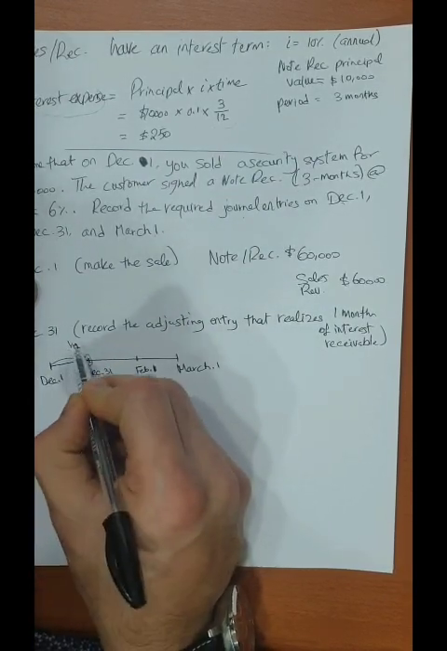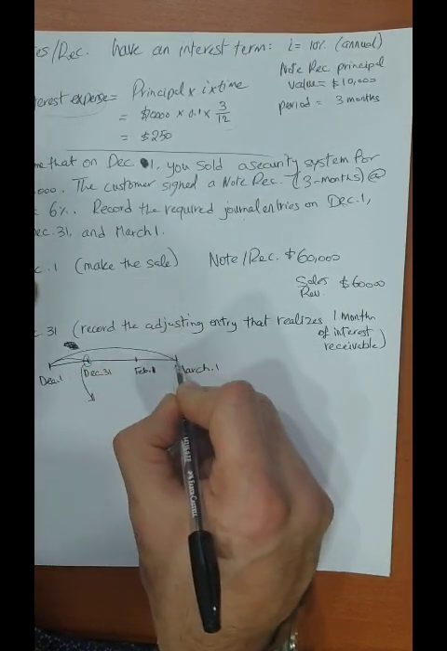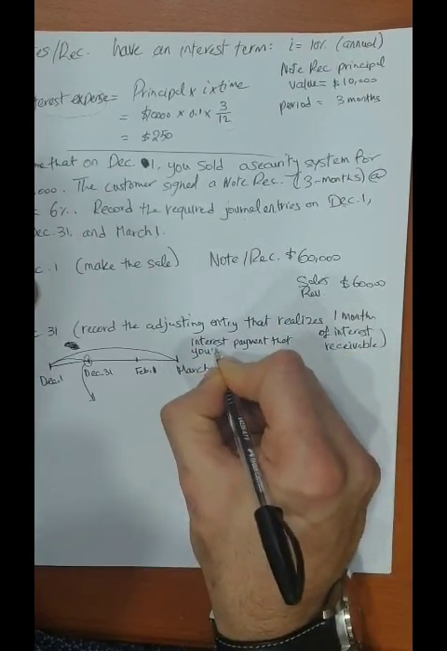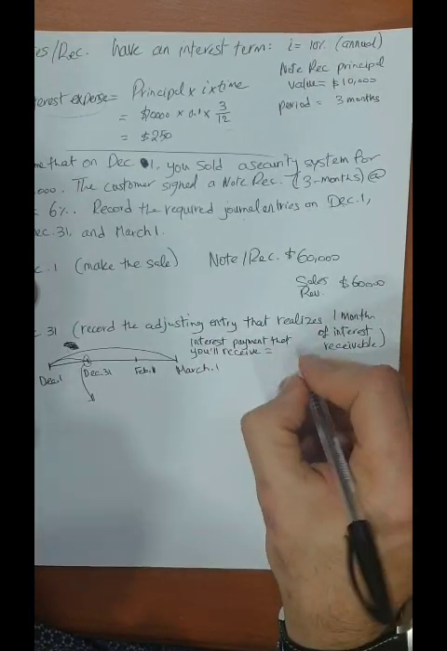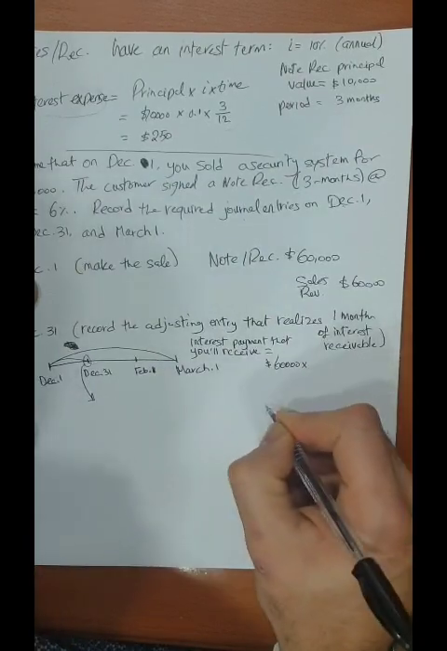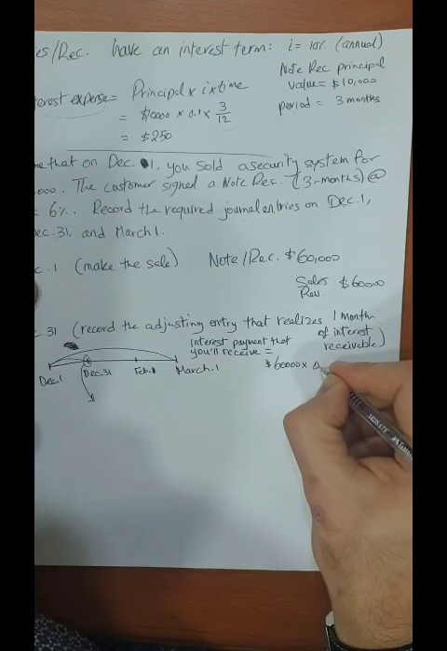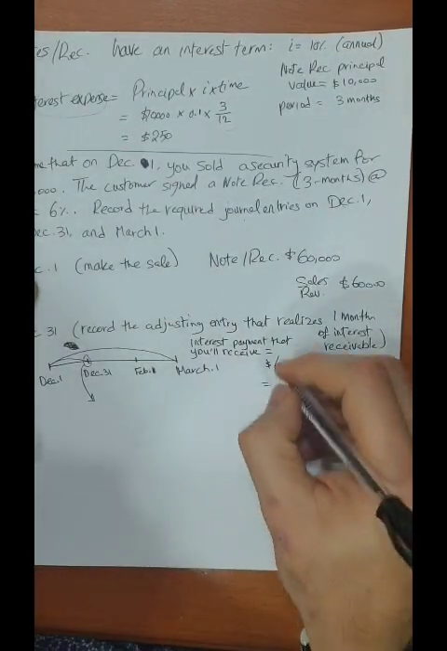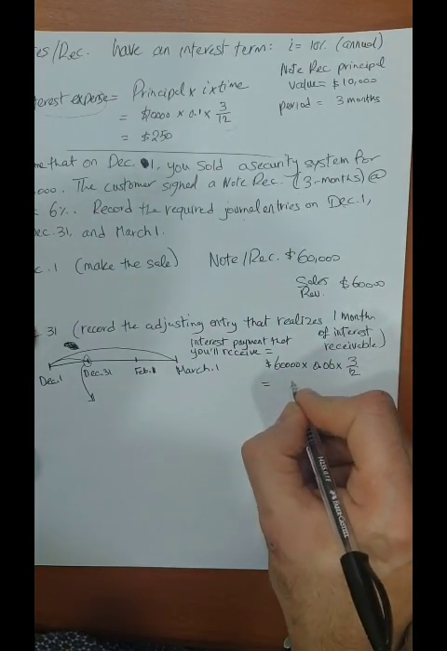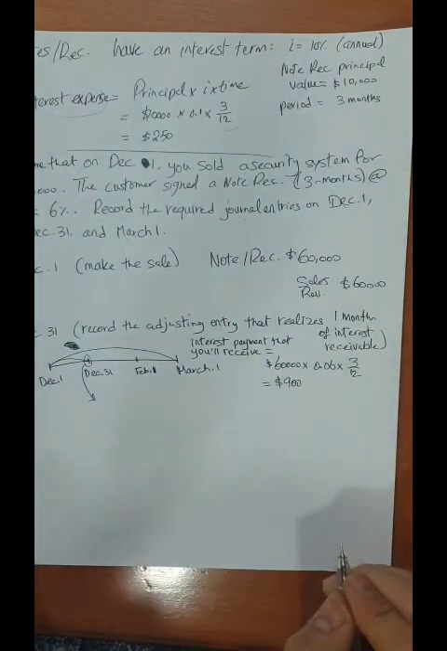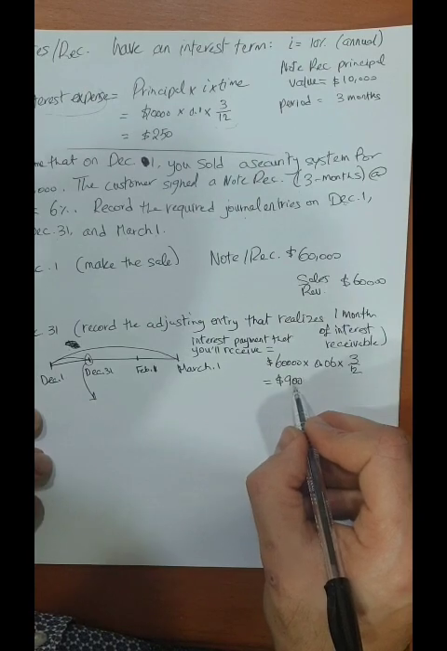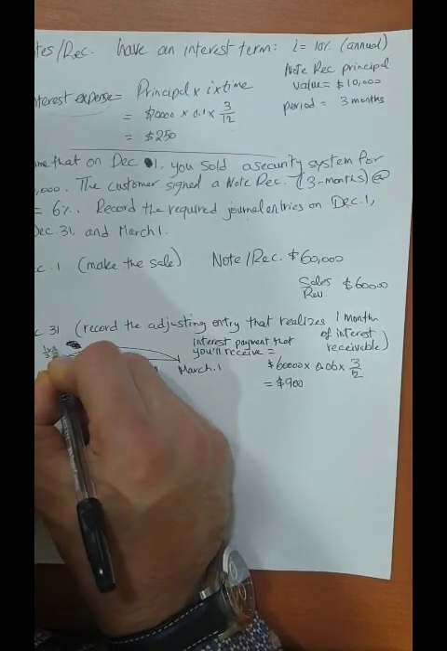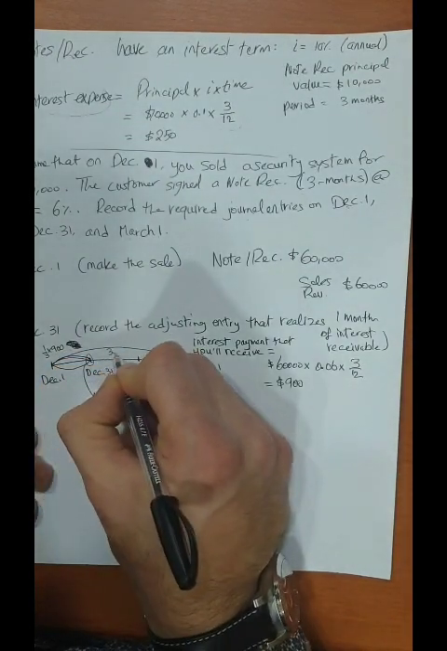So after 1 month, you deserve 1/12. Forget about this. You will receive a total interest payment that is equal to the principal, $60,000, multiplied by the I, which is 6%, so 0.06. The T is 3 months, so 3/12, which means a total of $900. Okay, so this $900 you are receiving because you lent the customer for 3 months. So in each month you deserve to realize 1/3 of the $900. So 300 over here, 300 over here, and 300 over here.